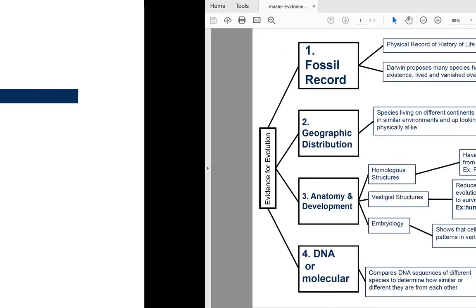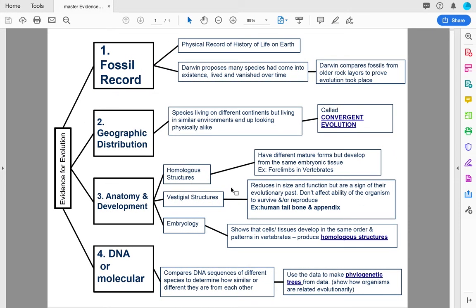The next thing that we're going to talk about is anatomy and development. In anatomy and development, you can see that there's different things.